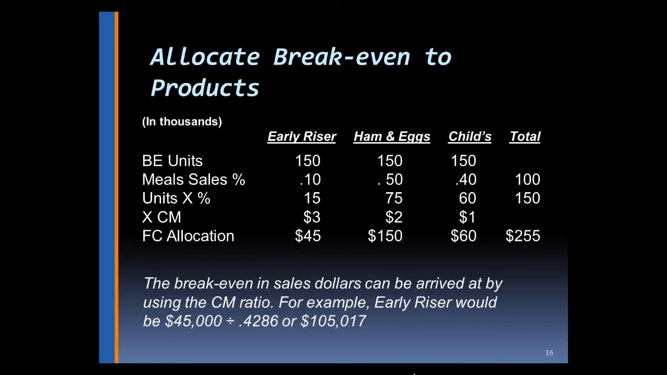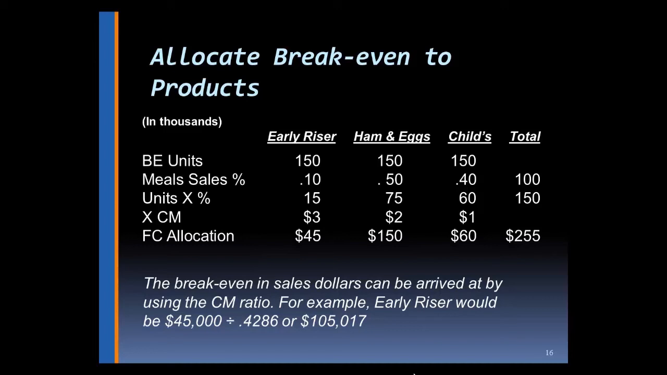Then we can proof that back if we want by multiplying the break-even units by each type of meal by its contribution margin. So 3 times 15,000 is 45,000. $2 times 75,000 is 150,000. And 1 times 60,000 is 60,000, or a total of $255,000, which is our fixed cost.